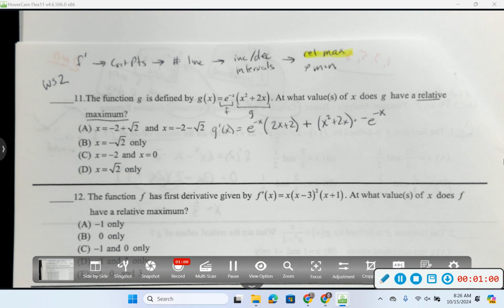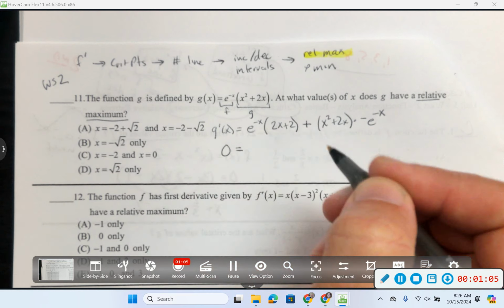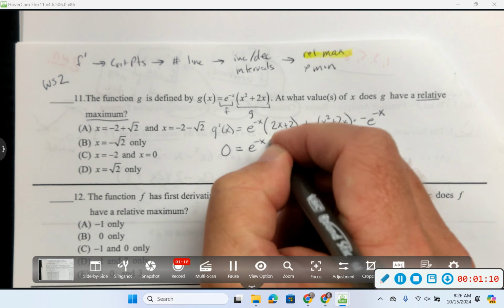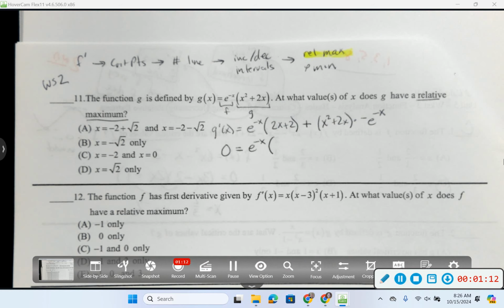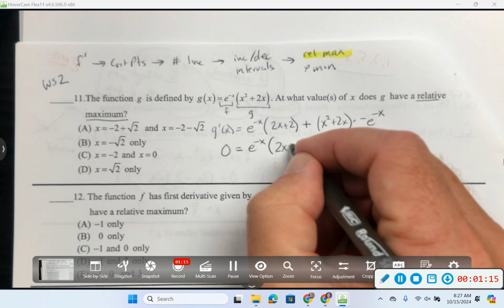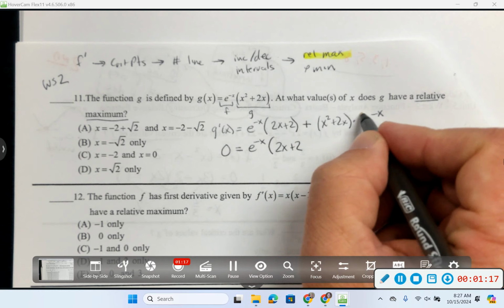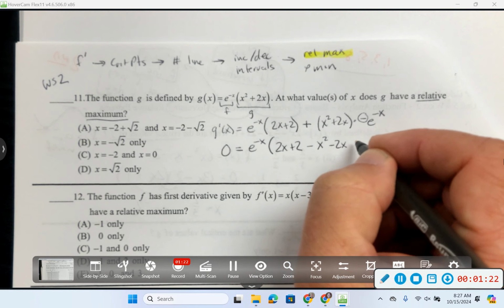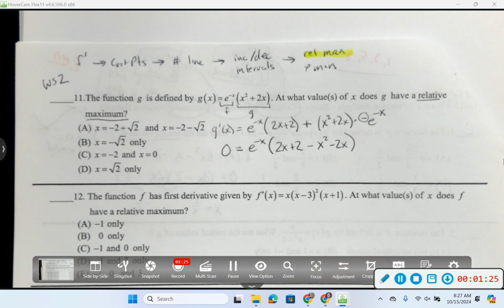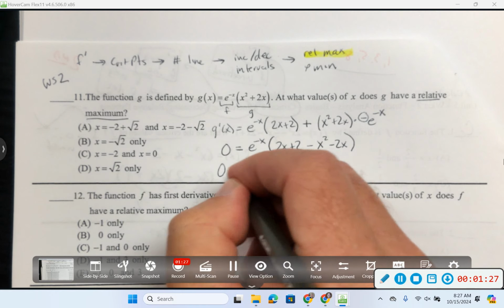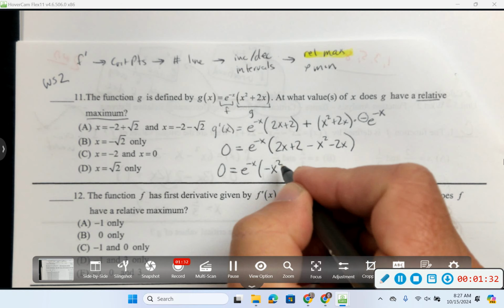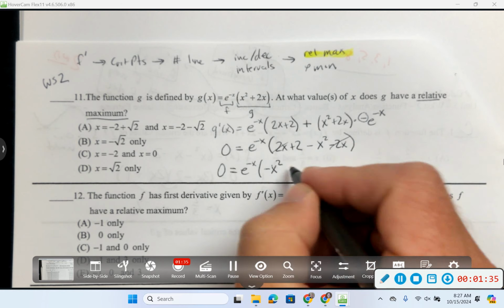Okay, I want to set that equal to 0, which would be weird with that e to the negative x in there. But everything has an e to the negative x, so I'll just factor out e to the negative x. So that leaves 2x plus 2, and then you need to be careful with that minus sign, minus x squared minus 2x. So I'll clean that up a little bit. E to the negative x, negative x squared, the 2x's go away, plus 2.